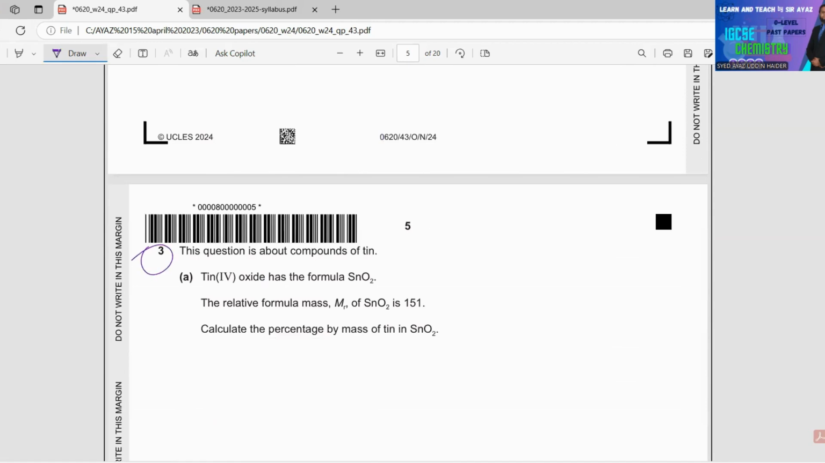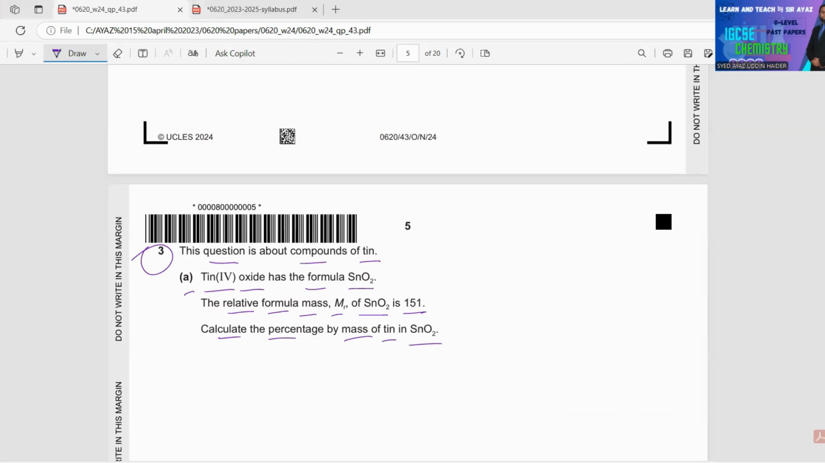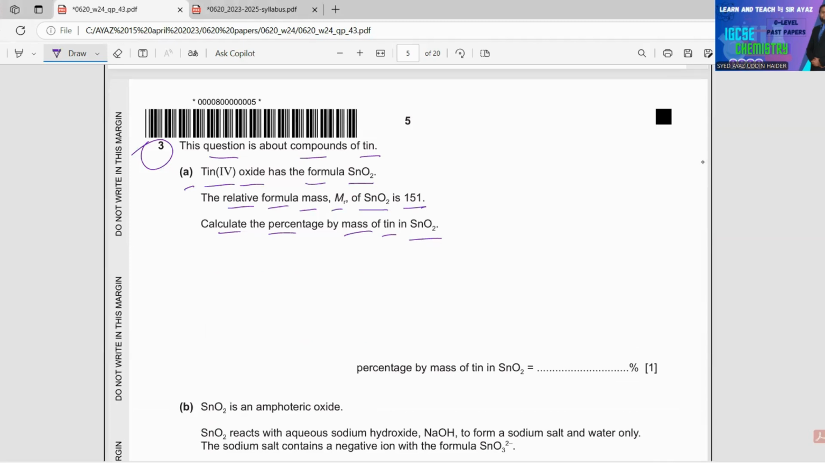Move to the next question, which is question number 3. This question is about compounds of tin. A, tin(IV) oxide has the formula SnO2. The relative formula mass Mr of SnO2 is 151. Calculate the percentage by mass of tin in SnO2. So we need to know the Ar of tin because the relative formula mass is already provided. I need the Ar of tin.